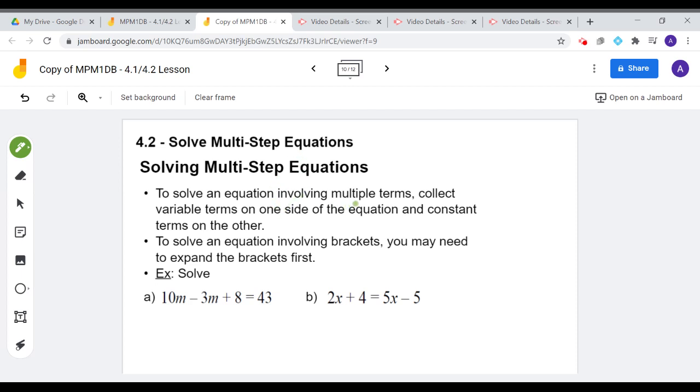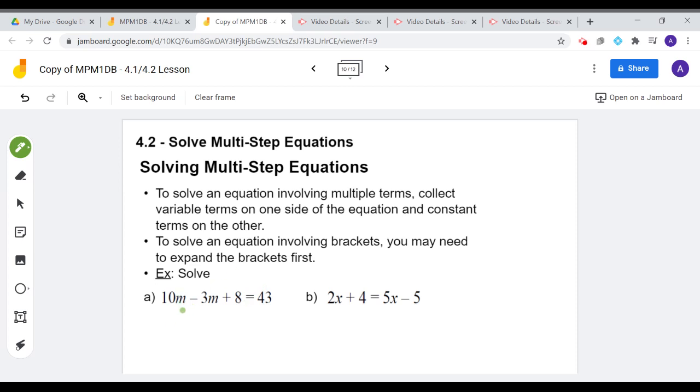Now to solve an equation involving multiple terms, we have to start by collecting our variable terms on one side of the equation and constant terms on the other side. And if we want to solve an equation involving brackets, we may need to expand the brackets first.